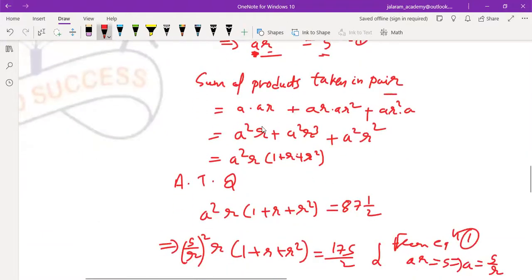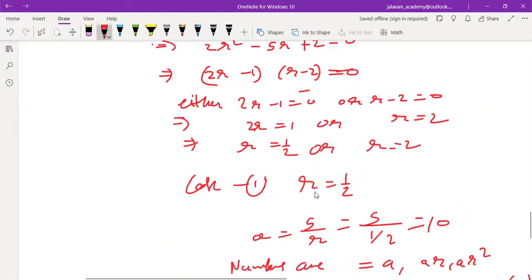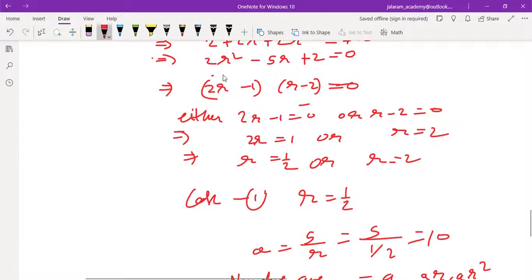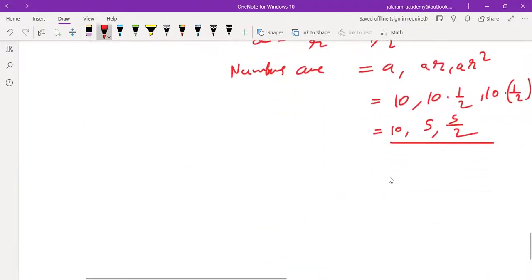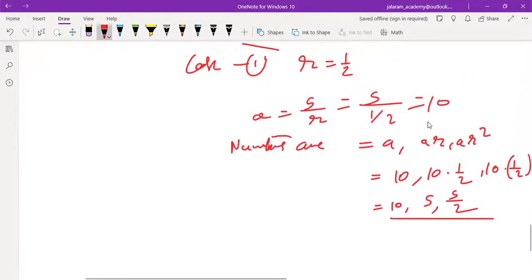Sum of product taken in pair means if we take 2 at a time. So the first 2 are A into AR, next 2 are AR into AR square, and third and first is also forming a pair. There are only 3 pairs, and if we add them, it gives A square R into 1 plus R square, and according to the question it is 175 by 2. From the first equation we can write A equals 5 by R, and on simplifying it gives the final equation 2R square minus 5R plus 2 equals 0, which on solving gives R equals half, R equals 2. Substituting to find the value of A, we get A equals 10, so the numbers are 10, 5 and 5 by 2.